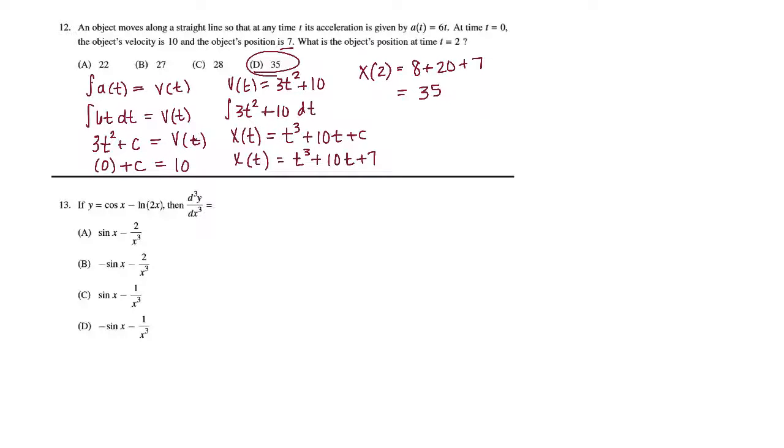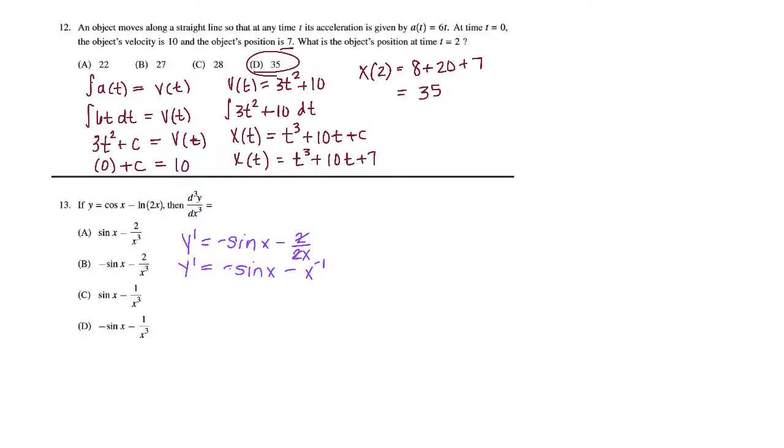All right, number 13 wants us to find the third derivative. So let's go through and do that. So the first derivative, y prime, that's going to be, well, the derivative of cosine is negative sine x minus the derivative of natural log of 2x. Well, that's going to be stuff prime over stuff. So that's going to simplify. I have negative sine x minus, and I'm going to cancel the 2's, but then I'm going to flip over x and make it x to the negative 1.